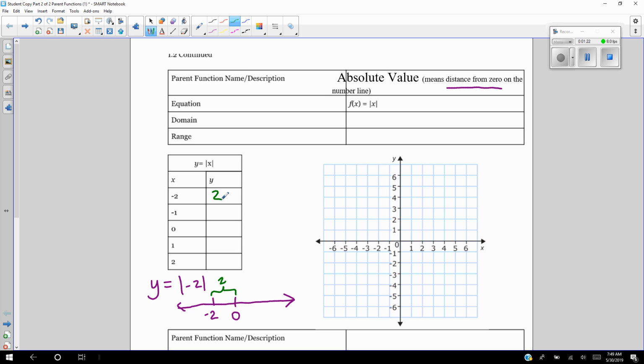So therefore, when we input any number into the absolute value function, it's going to output a positive number. So -1 is a distance of 1 from 0 on the number line. 0 is 0 units. 1 is 1 unit from the number line, and 2 is 2 units from the number line. So those are the 5 points we're going to graph for the absolute value function.